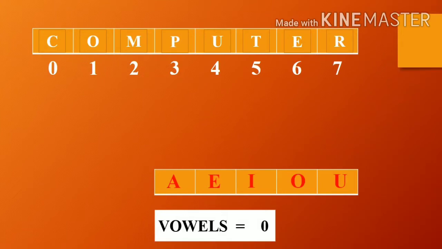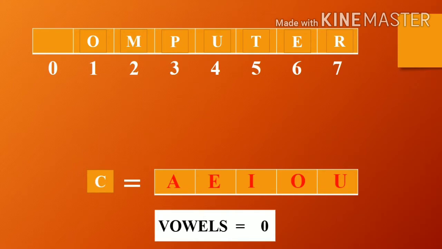Let's try to understand how to count the total number of vowels present in the string. Suppose we have the word computer, and each character of computer is stored in index form starting from 0 to 7. At the beginning we have vowels equal to 0. Now compare each character starting from C. Is C equal to A, E, I, O or U? No, this condition is false.